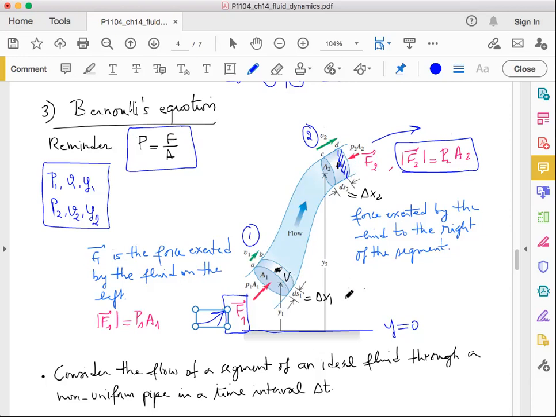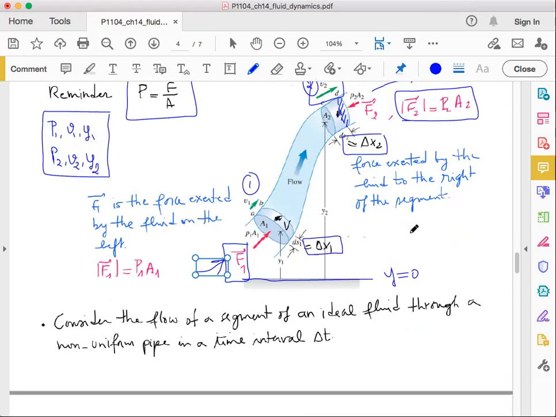So in a given time interval delta t, at point 1 the fluid will move by delta x1 during a time interval delta t with the velocity v1, while at point 2 it will be moving with a given velocity v2 in a given time interval delta t with a given displacement delta x2. Now what we want to do is to relate all this information.